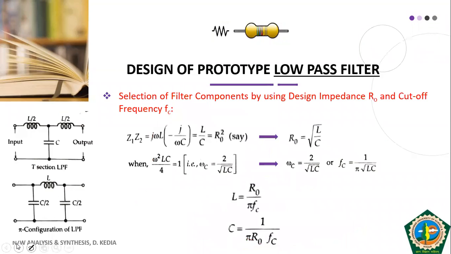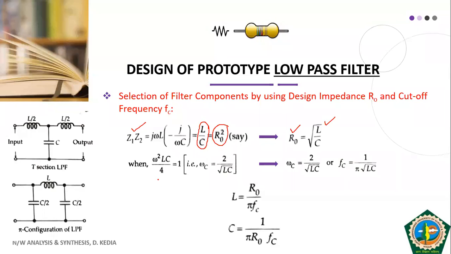Now, these are the design equations, and these design equations have been obtained from whatever analysis we have just seen in the previous slide. For prototype low pass filter, we obtained Z1 Z2 as L by C equal to R naught square. So from this, what we get, design impedance R naught is equal to under the root L by C. This is one important equation.